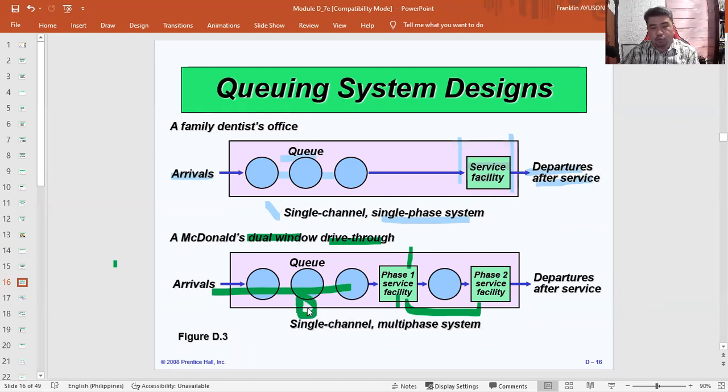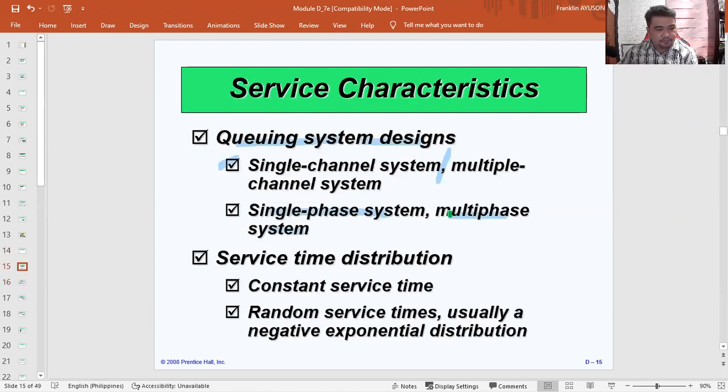Service facility. Yan yung voice speaker and receiver nung cashier. So dito na ngayon magbabayad. Tapos dito na ngayon magre-receive ng order, no? So ang tawag diyan, single channel pero multiple phase. So kanina single channel and single phase. Okay? Sige, balik tayo konti.